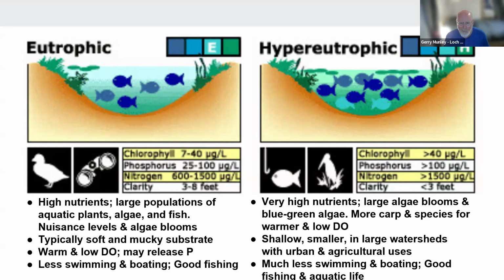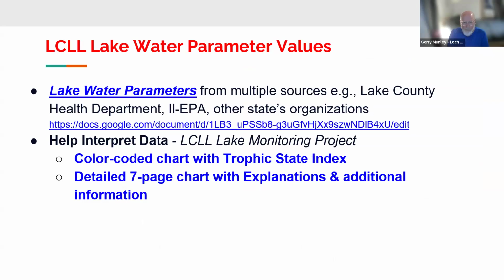Hypereutrophic, now we're dealing with very low quality, very high values in chlorophyll, phosphorus, and nitrogen. So very high nitrogen nutrient values, but algae blooms, a lot more carp and species that like warmer water and low dissolved oxygen. They could be shallow, and very little swimming and boating, but could be great for fishing and aquatic life. So for us to think about, is this what we want? Which one of these is best for your lake? And your lake and my lake may have very different needs. Next slide, please.